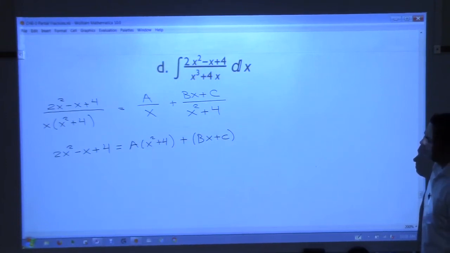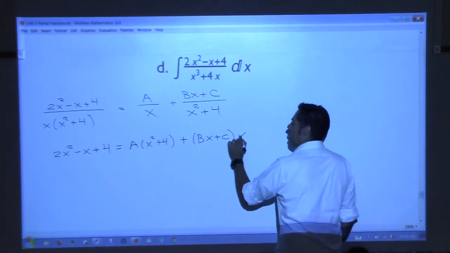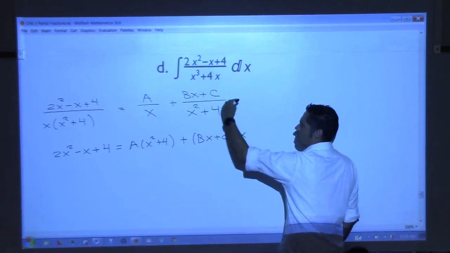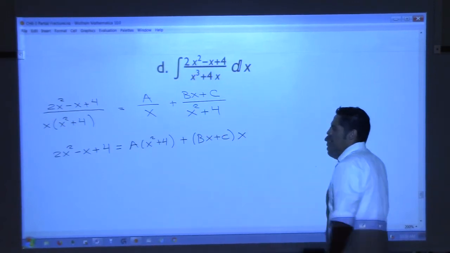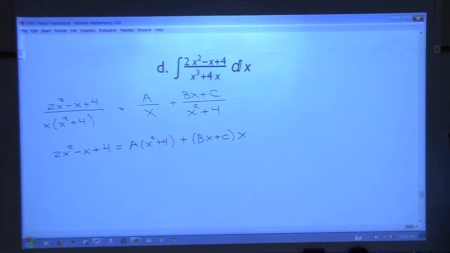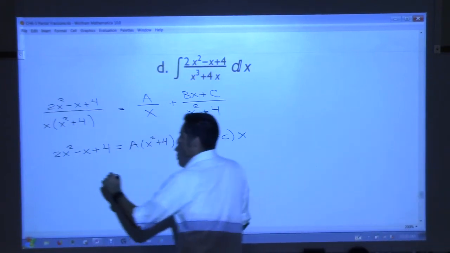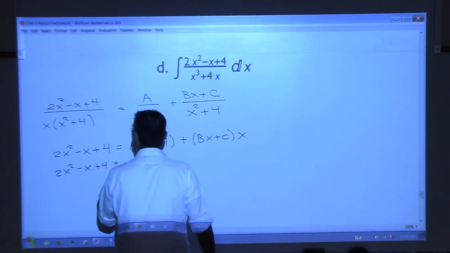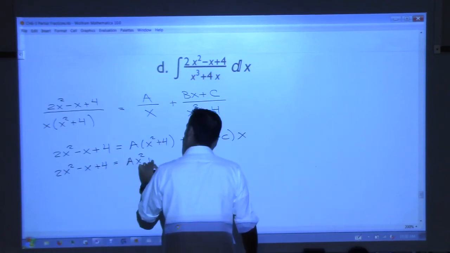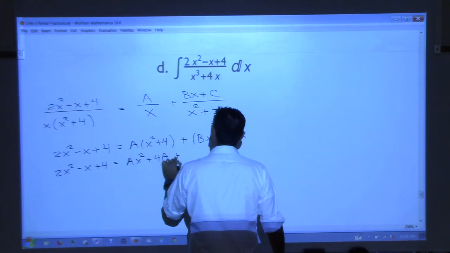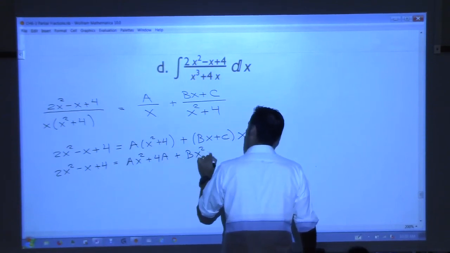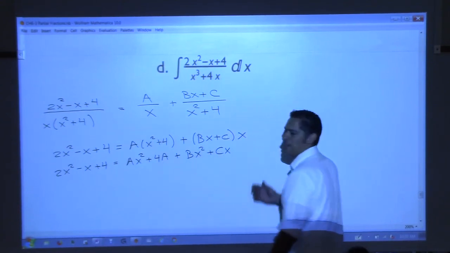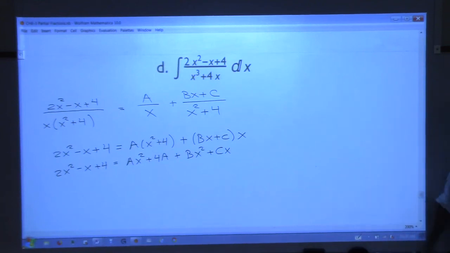What next? X, okay. So we have x, right? So when we multiply this side, the x squared plus 4 cancels out. We've got that. All right, look, we're getting good at this. So let's just go 2x squared minus x plus 4 equals ax squared plus 4a plus bx squared plus cx. So I just went ahead and distributed everything out. Is that all right?